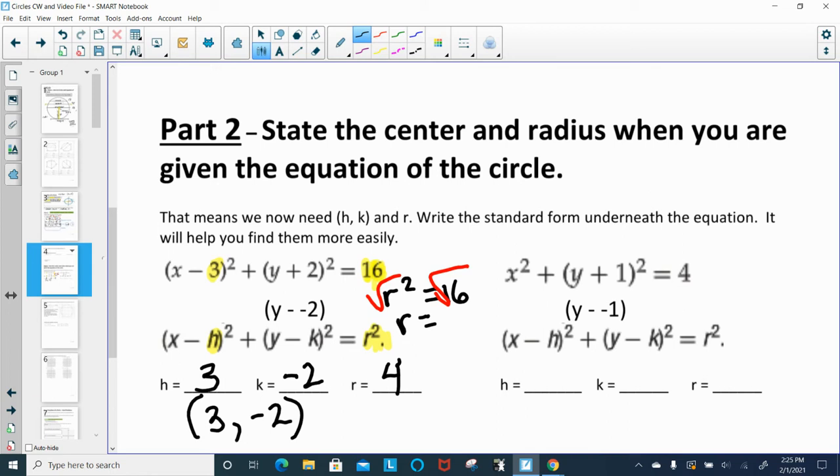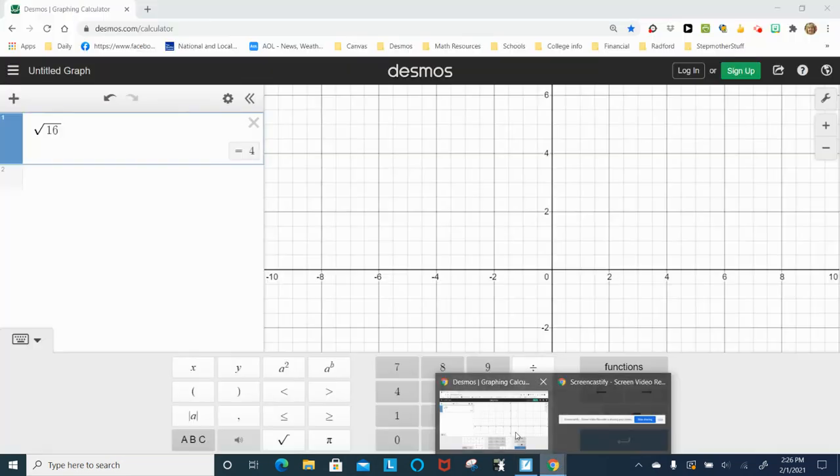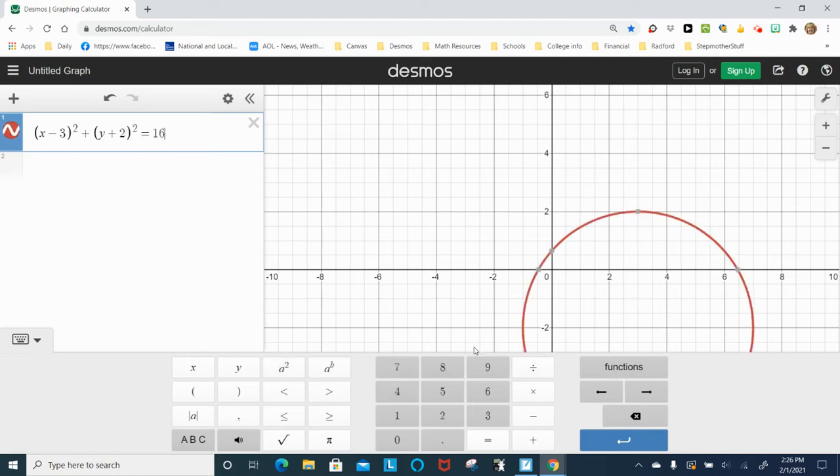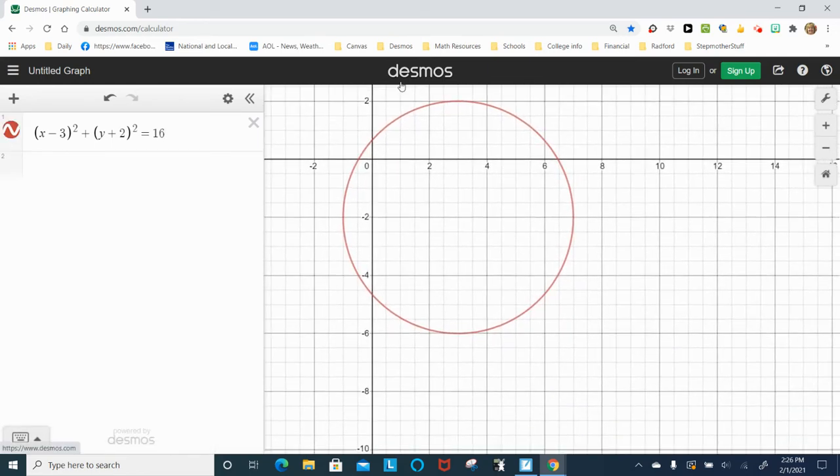Now, one of the things that we can do is use the Desmos calculator, type in the equation, and see if our center point, the 3, -2, and the radius length, the 4, makes sense. So I'm going to type that in: x minus 3, squared, plus y plus 2 squared equals 16. And then I'm just going to drag this graph a little bit so we can see it.